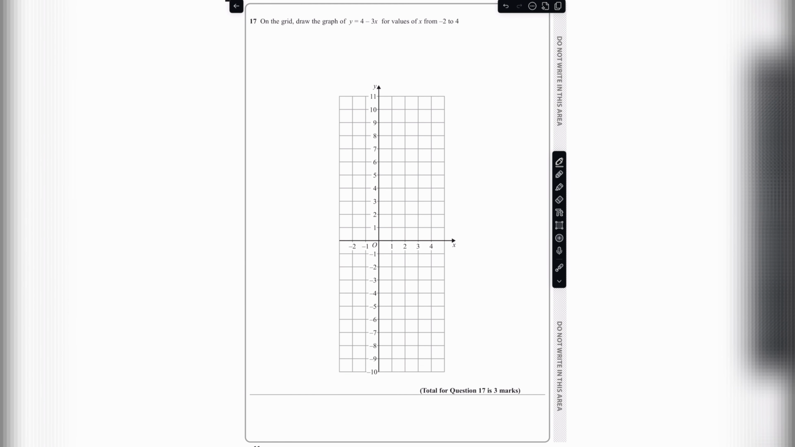In question 17, we are told to draw the graph of y equals 4 minus 3x for values of x from -2 to 4 on the grid below. So the first thing we need is our table of values. And if we substitute the values of x from -2 to 4 into the equation of our graph, we get these values of y. And the final step is to plot all of these points on our graph and connect all these points with a straight line. So we have (-2, 10), (-1, 7), (0, 4), (1, 1), (2, -2), (3, -5), and (4, -8). And when you draw your straight line, you should hopefully have something that looks like this, and that is your final answer.